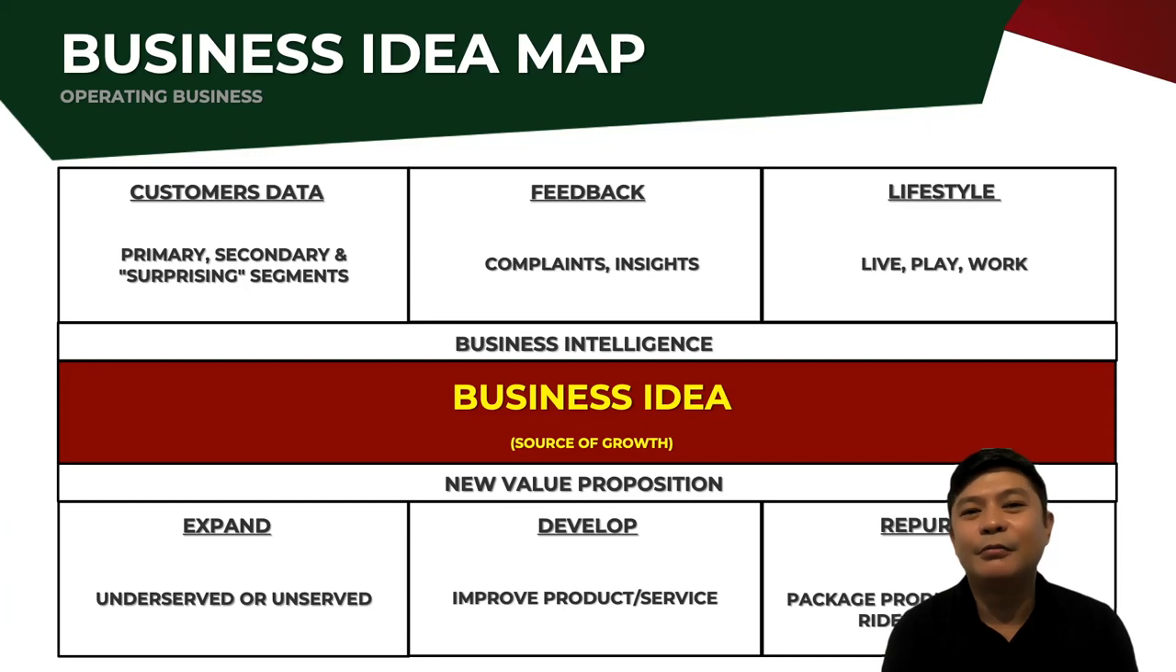Now, when you have customer data, you need to identify who are the primary target market. Primary means the target market you are really aiming for. Then secondary, what are the types of customers you have that don't fit your primary target market? And third, there can be surprising segments, meaning you'd be surprised when someone buys from you, maybe when you're selling a unique product that you don't expect someone would buy. So that's a surprising segment. We'll have an example later.